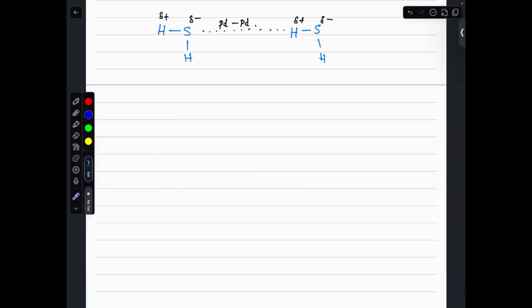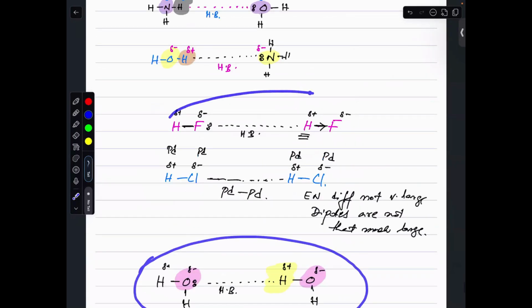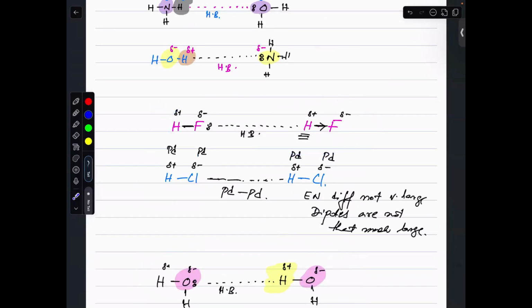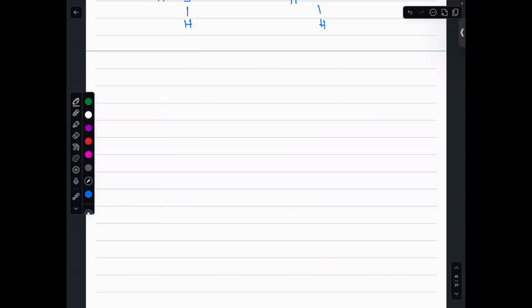Now, is the hydrogen bond in water stronger, or the hydrogen bond in HF? How will you compare the hydrogen bond of one molecule with the hydrogen bond of another molecule? What are the criteria? You know what you're supposed to do? Hydrogen bond depends on, number one, electronegativity difference.